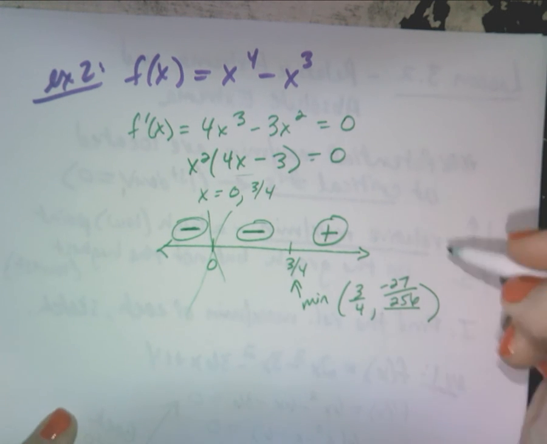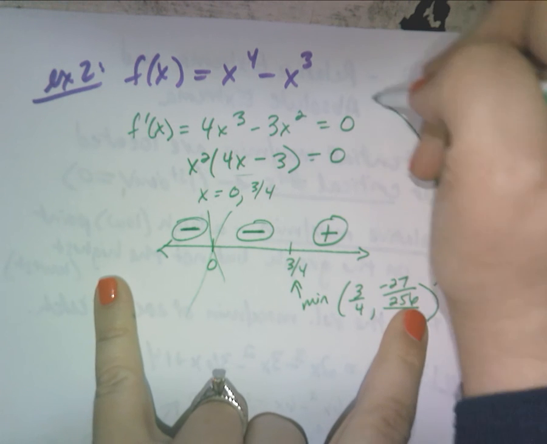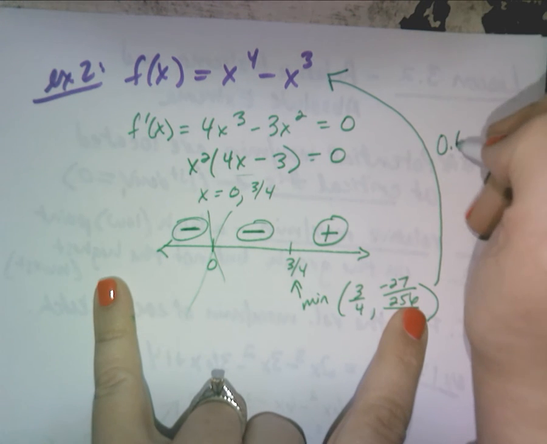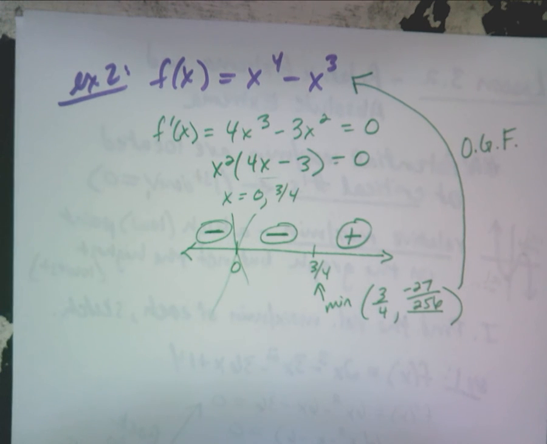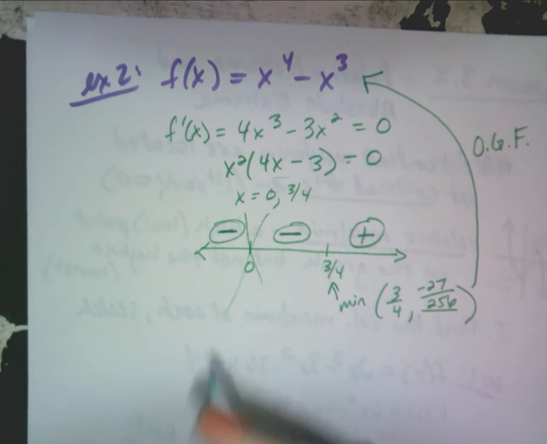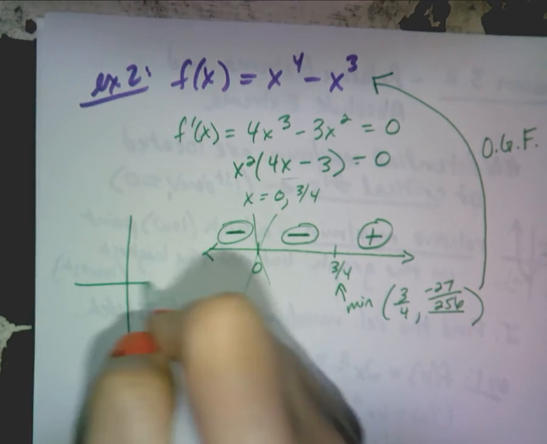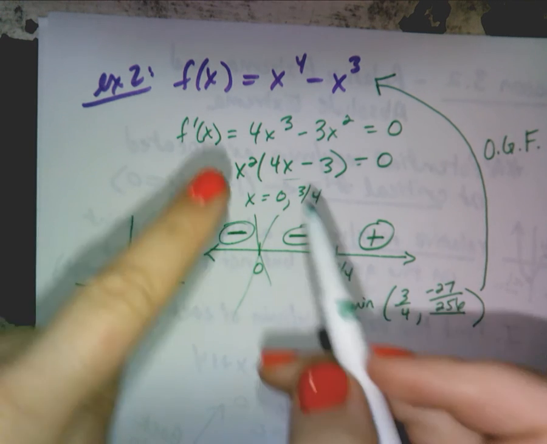And again, how did I find that? I found it by plugging it back into the OG function. We're allowed to use our calculator for that. You can totally use your calculator for that one. Totally, yes. Okay. And just so you know, here's what this function's doing.